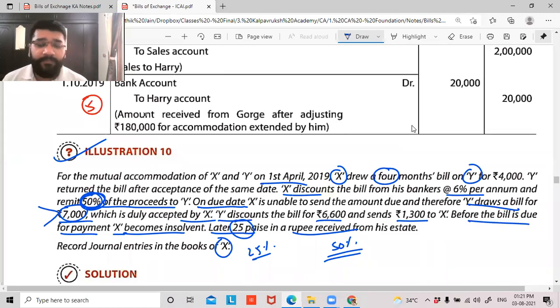Okay, sir. Guys, others, any doubts in this topic? So with this, we complete the topic of bills of exchange, guys. Any other questions? Any other queries? Guys, either it should be yes or no. No, sir. Others? No, sir.